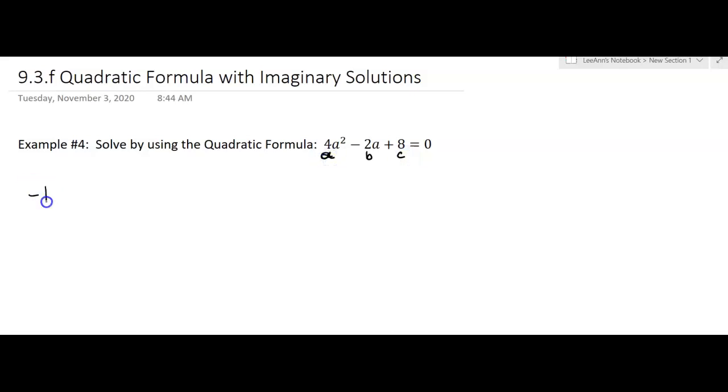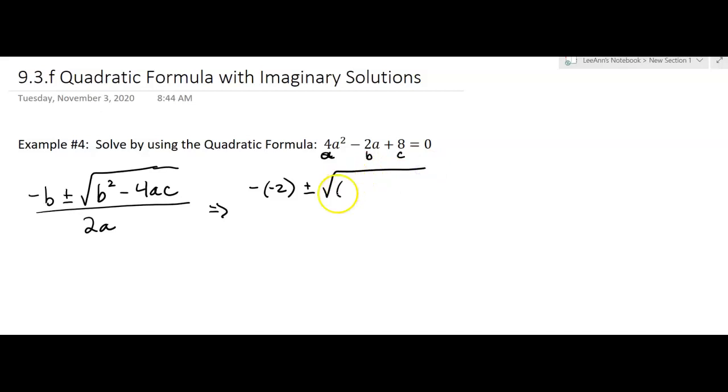Okay, so the opposite of b, plus or minus the square root of b squared minus 4ac all over 2a. So we plug in the a, b, and c, and what do we get? The opposite of -2, because b was -2, plus or minus, and then we're going to have -2 squared minus 4 times a, which is also 4, times c, which is 8, all over 2 times 4. So we keep going.